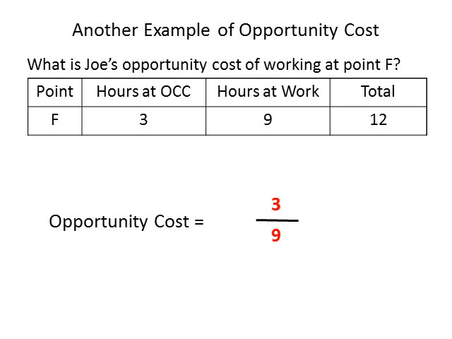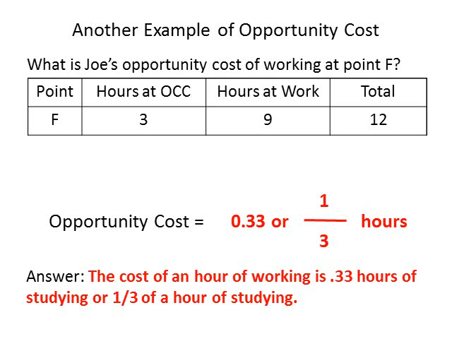Dividing 3 by 9 gives us 0.33, or 1/3 of an hour, or 20 minutes. So the correct answer is the cost of an hour of working is 0.33 hours of studying, or 1/3 of an hour of studying.